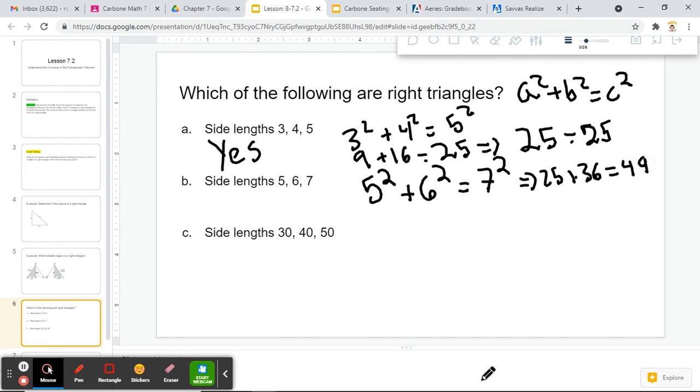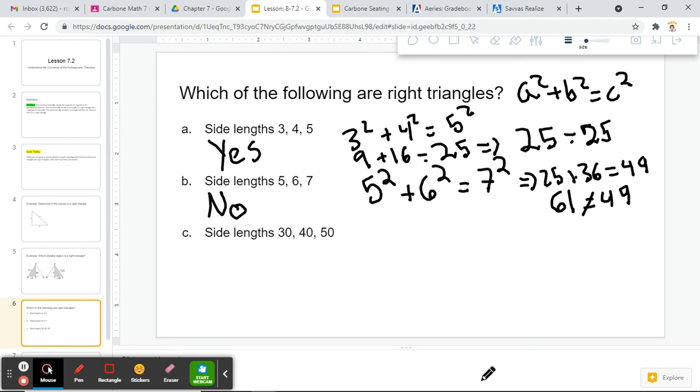So let's add these numbers together here. Well, 25 plus 36, that'll give us 61, I believe. We'll get 61 is equal to 49. That doesn't look true to me. Right, 61 doesn't equal 49, so this right here would be a big fat no. That is not a right triangle.